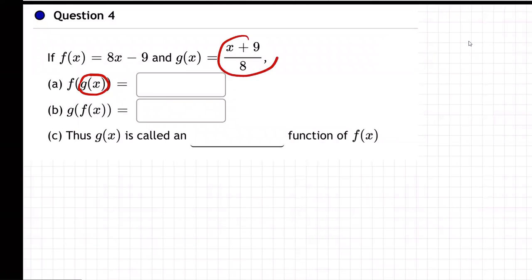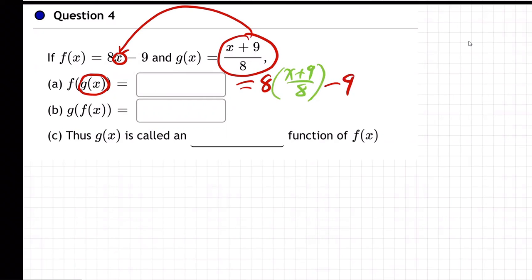So I take all of G and I plug it into X's insert slot right there, into the X spot, right? That's where you plug into a function. So I'm putting all of G into the F. So what do you get? 8 times (X plus 9 over 8) minus 9. Is that good so far? See how I just put all of G into the X slot?